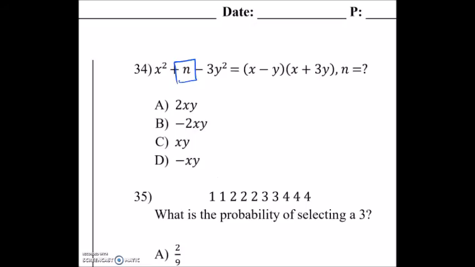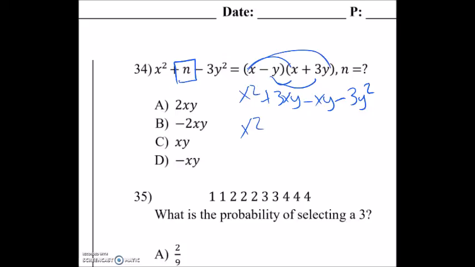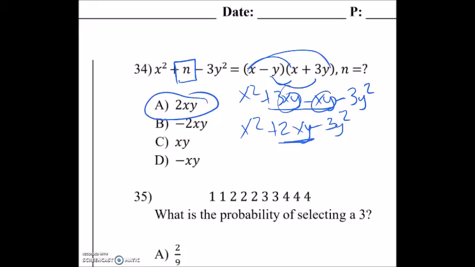They want to know what is the middle term here. So basically we just do FOIL. That's it. So x times x, x squared, x times 3y, 3xy, negative y times x, negative xy, negative y times 3y, negative 3y squared. x squared, these two combine, plus 2xy minus 3y squared. We look at this, I'm sorry, this is 2xy. Don't forget to put down both of your variables. So my answer is A.